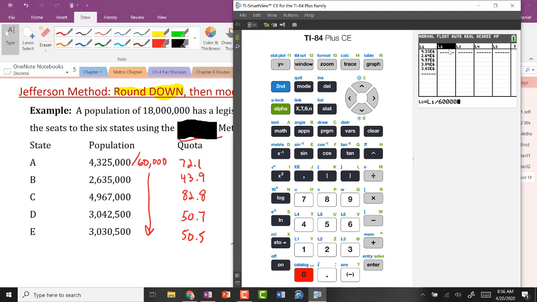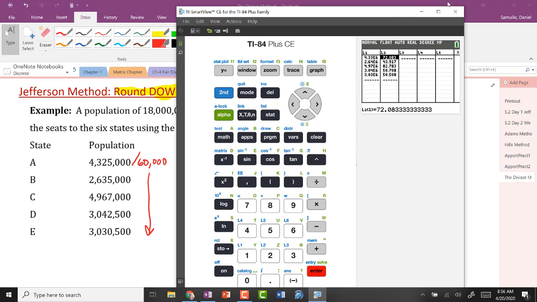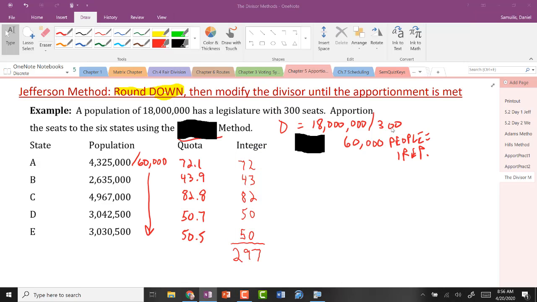Anyway, once I get these in L1, then I go to L2's name, and I type in L1 divided by 60,000, and that divides all of L1 by 60,000, and there you go, you see your numbers: 72.1, 43.9, 82.8, 50.7, and then 50.5. I rounded to the nearest tenth. Sorry, couldn't think of my words. All right, so we obviously see that, and I'm going to leave that one and then go to L3 when I do any other calculations.